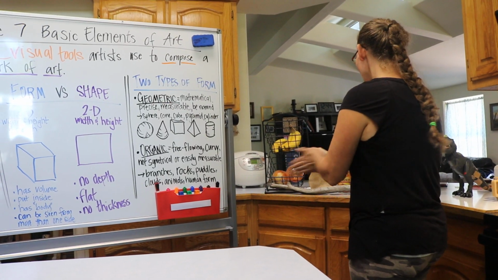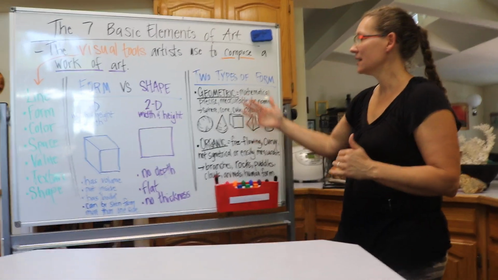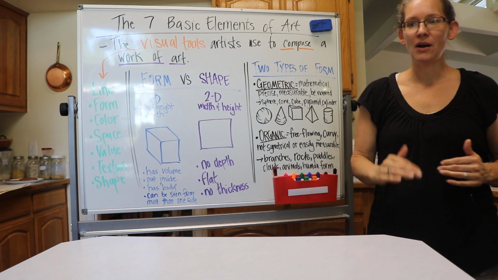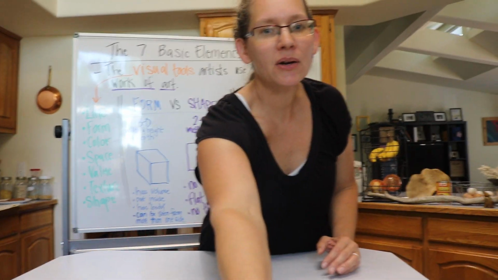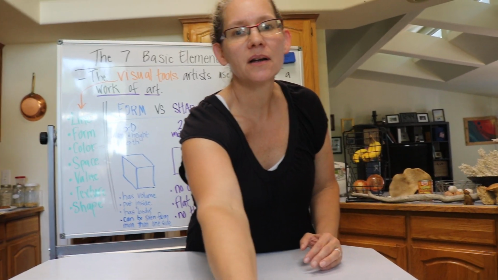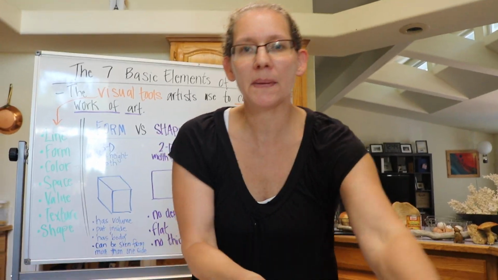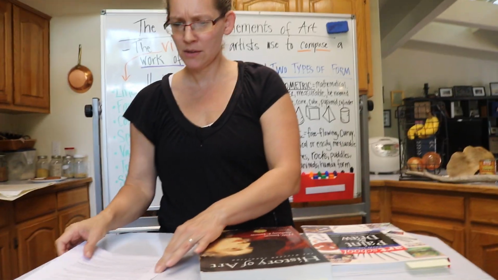Okay, so that's the difference between form and shape, and then the different types of form. Okay, so now we're going to talk about how form has appeared in art. First, we're going to talk about how it is represented in artwork.